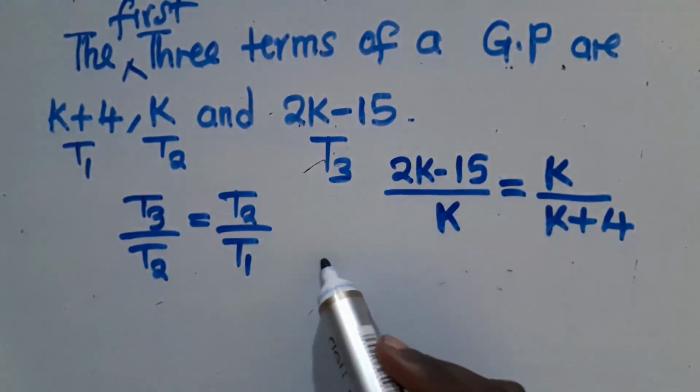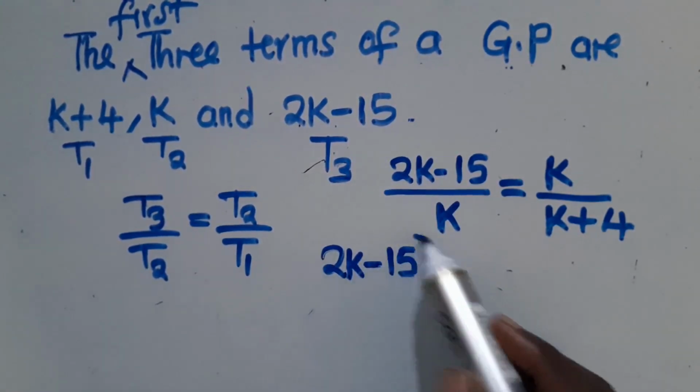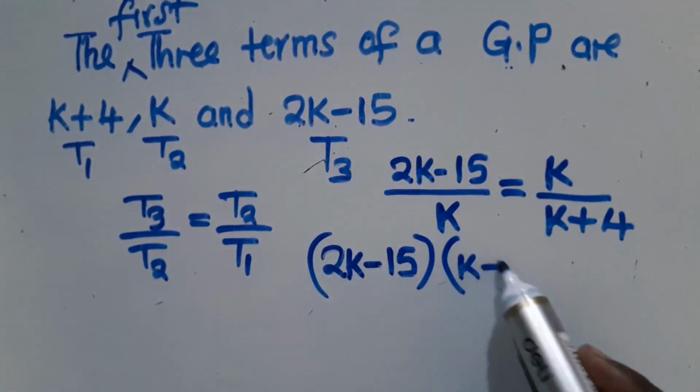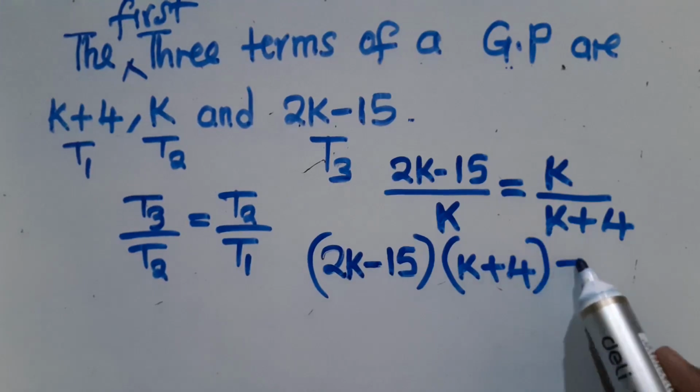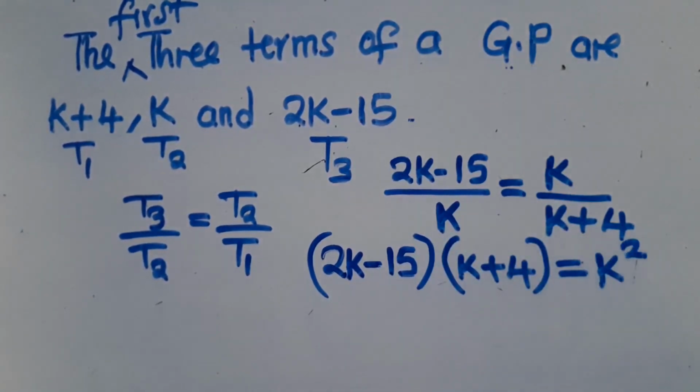This will go with that. So that is 2K minus 15. You do this. Then it will go with that one. K plus 4. Which is equal to, what is K times K? It is K squared. This is what you are going to do. And then from here, you say, what is 2K times K? This is how we multiply. You get 2K multiplied with everything in the bracket there.